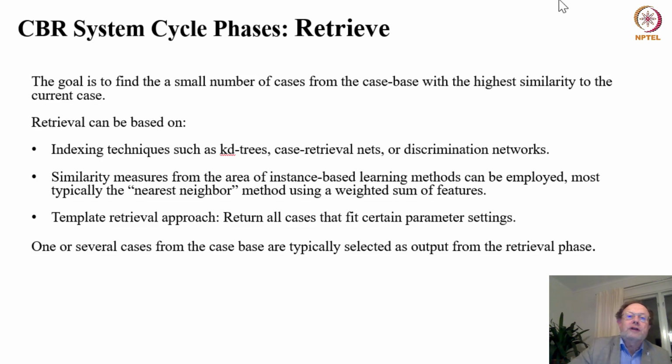So let's talk shortly now about each of these 4 phases, if we accept this model of case-based reasoning. The first phase we call retrieve. The goal is to find a small number of cases from the case base with the highest similarity to the current case. Retrieval can be based on different kinds of techniques. One can choose to have some kind of indexing techniques for everything in the base, and there are of course very different approaches to indexing.